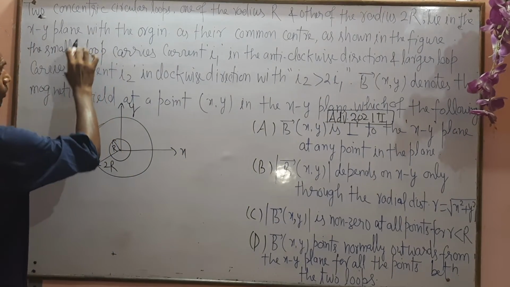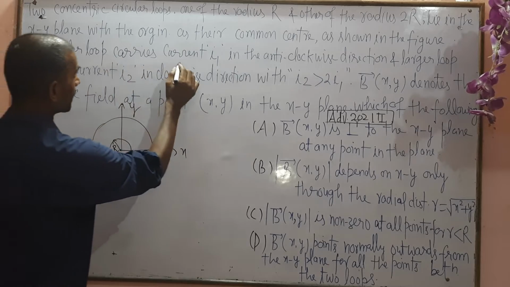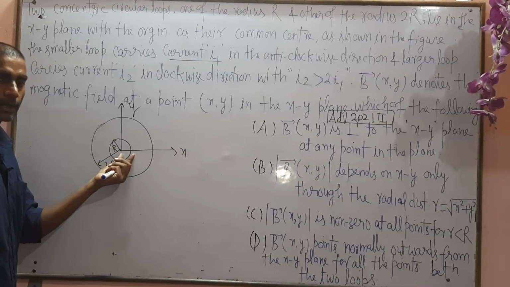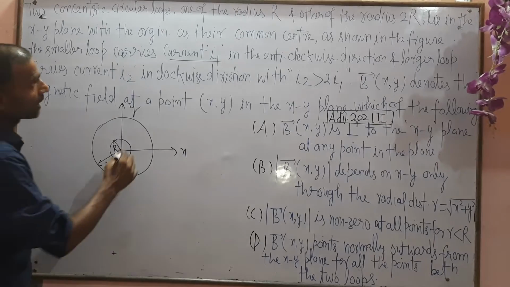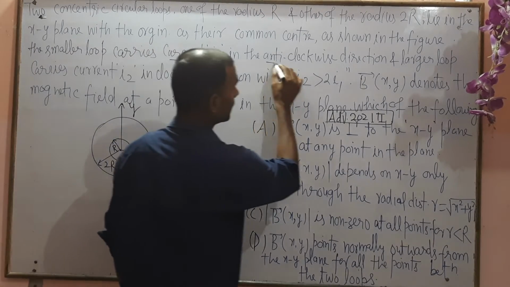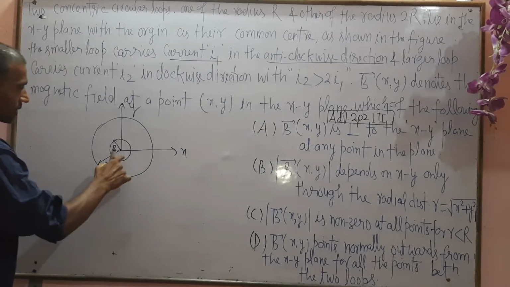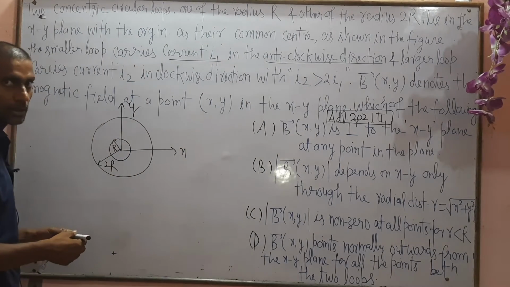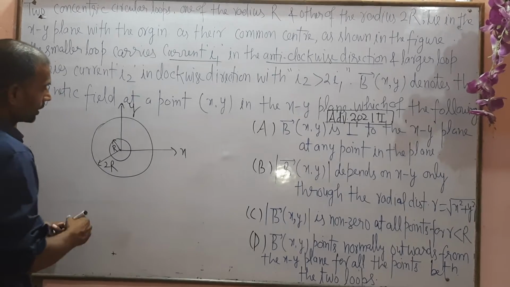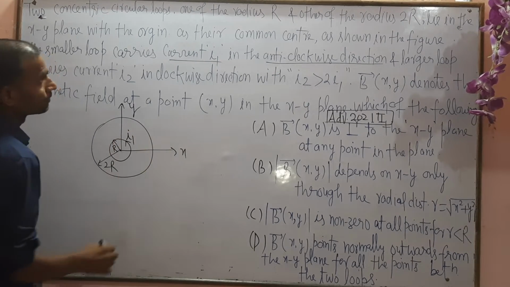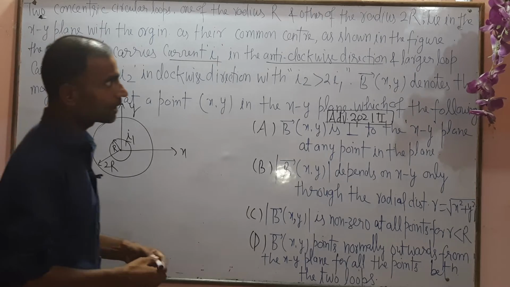The smaller loop carries current I1 in the anti-clockwise direction. The current I1 flows in the anti-clockwise direction. This is the given point.